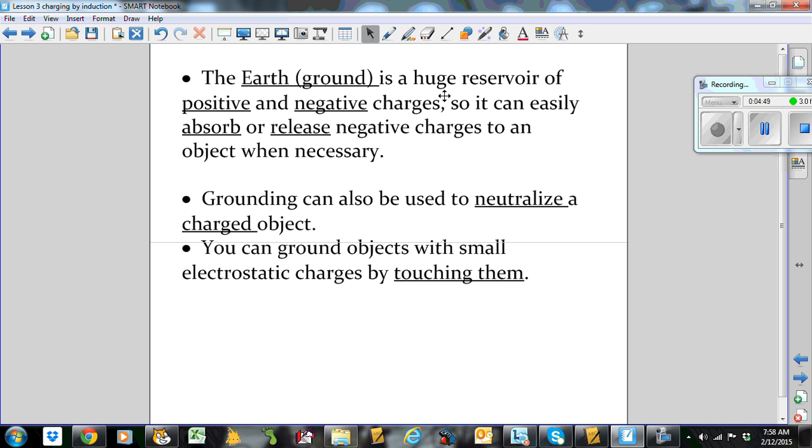The earth, as I said, is a huge reservoir of both positive and negative charges, so it can easily absorb or release negative charges to an object when necessary. Grounding can also be used to neutralize a charged object. You can ground small objects with small electrostatic charges by touching them.